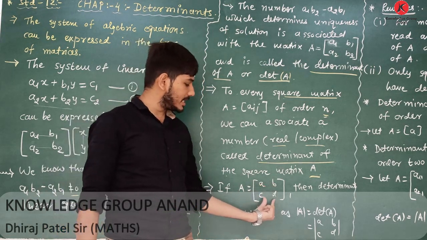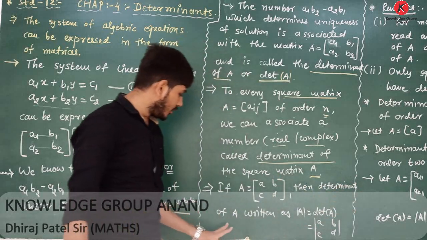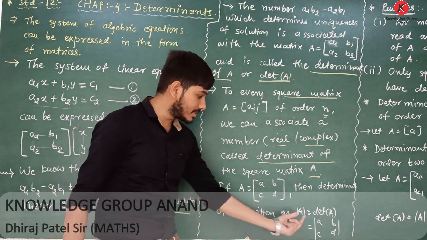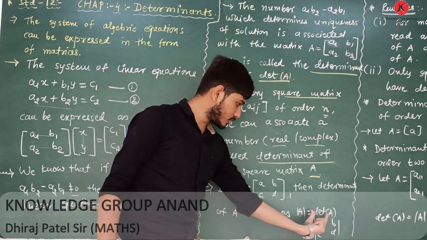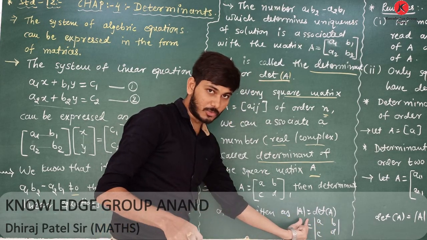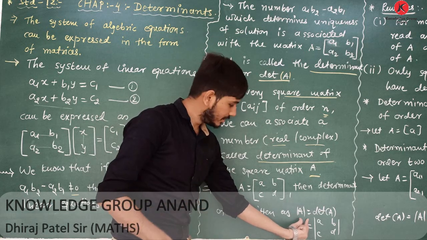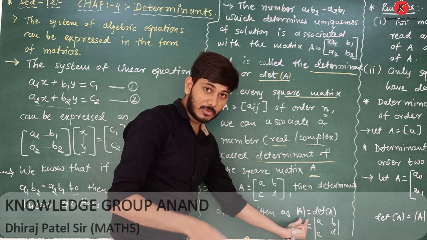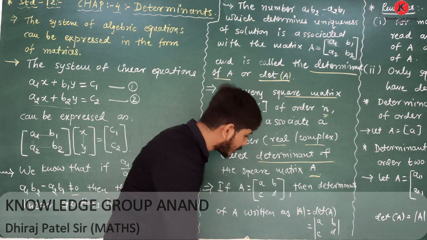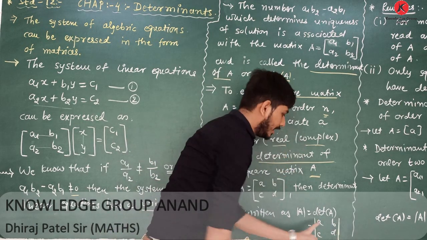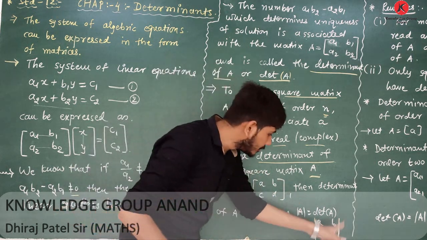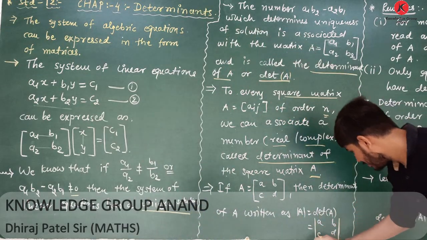Matrix A equals [a, b; c, d]. Then the determinant of A is written as det A. This is the symbol. This is not modulus of A. We read it as determinant of A, not modulus of A. And this is also a symbol for the determinant of A, which is equal to |a b; c d|. We don't use square brackets, we just use vertical bars. Clear? a, b, c, d. This is our determinant.